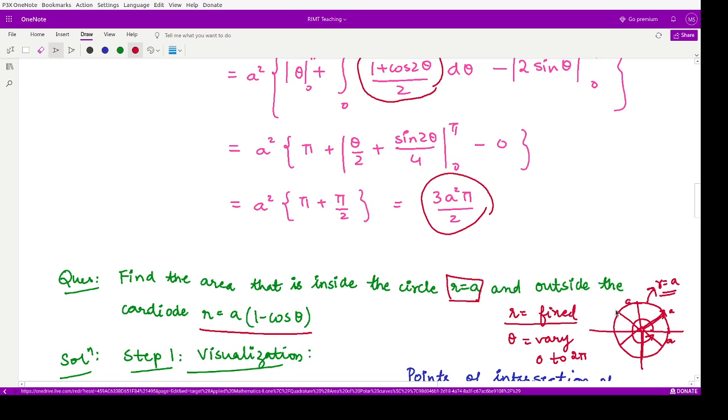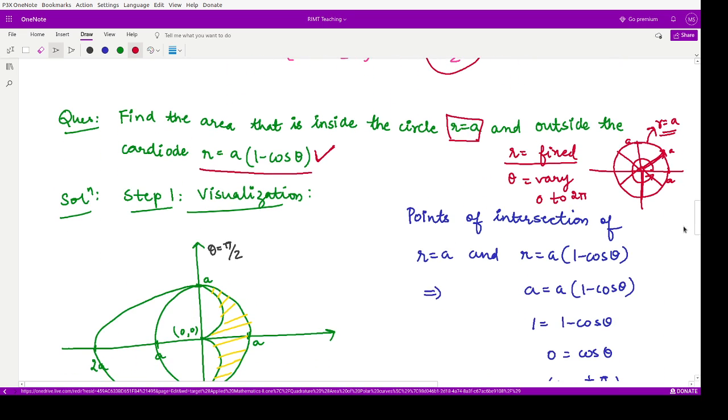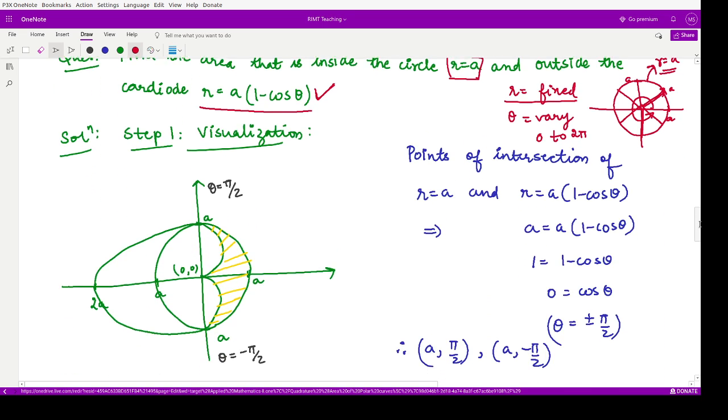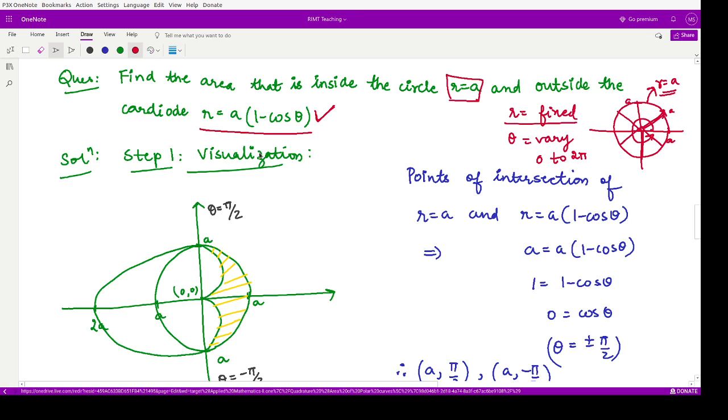This is the circle. And what is this? This is the cardioid again, a into 1 minus cos theta. So this is the cardioid, where we have to see at which points these two curves intersect each other.